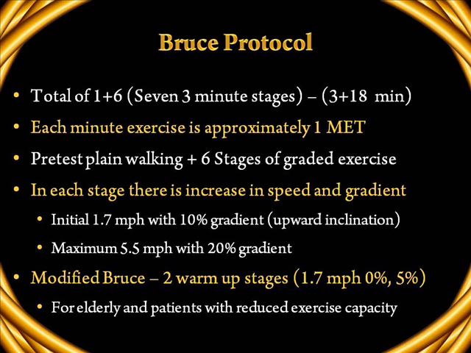There is what is called the modified Bruce protocol. When the patient is elderly and cannot take up the exercise quickly, we give him 2 warm-up stages before the first stage. These stages are 1.7 miles per hour at 0% gradient and 5% gradient, given before the first stage occurs. This is usually used for elderly people and people with reduced exercise capacity. Otherwise, the standard Bruce protocol without this warming up will be used.